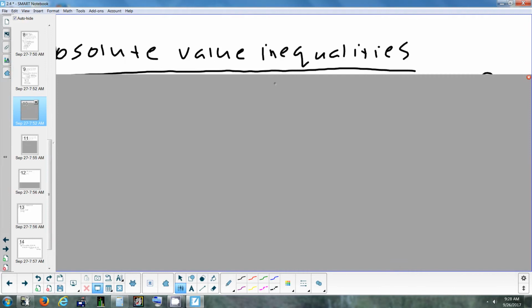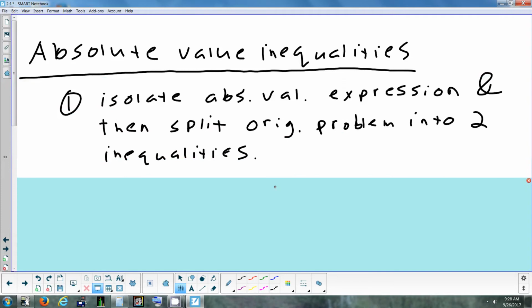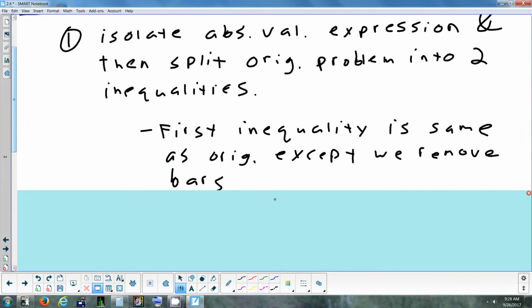All right, so absolute value inequalities. Very, very similar to absolute value equations. First thing you have to do is get the absolute value expression by itself, and then you're going to split it into 2 problems. The first inequality is going to be exactly the same as your original. The only thing you're going to do different is get rid of the bars. So you're going to get rid of your absolute value bars.